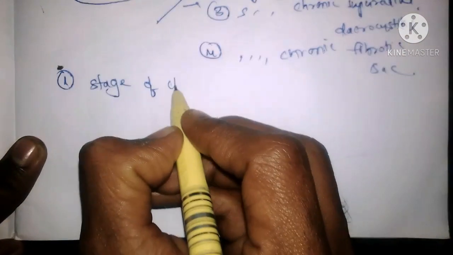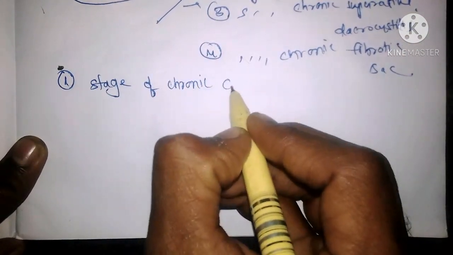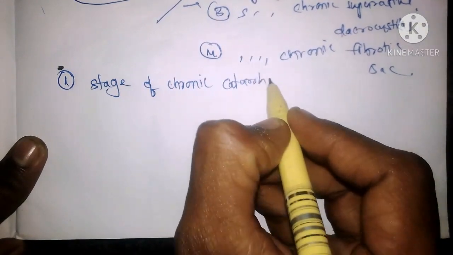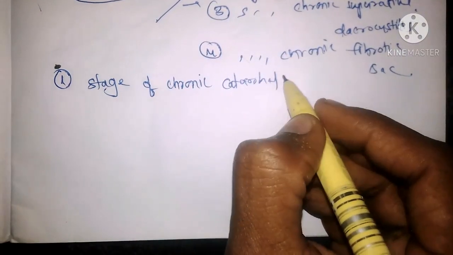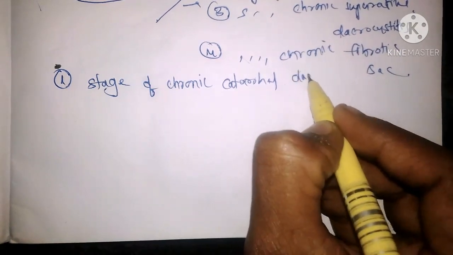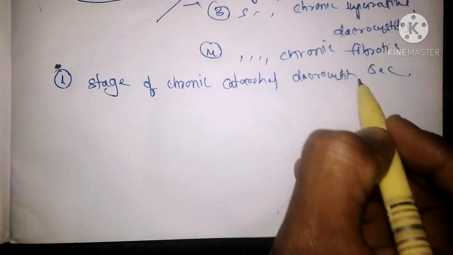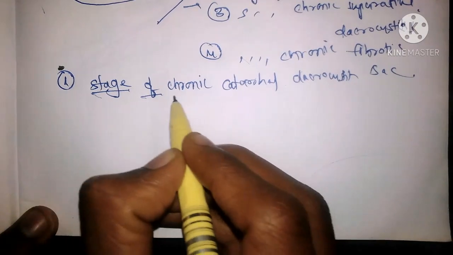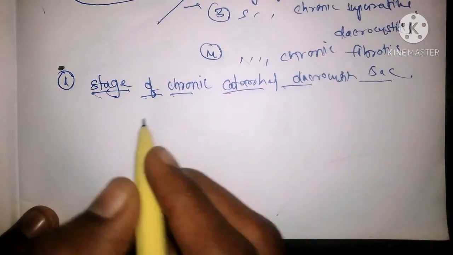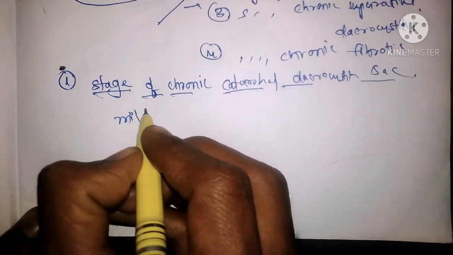Stage of chronic catarrhal dacrocystitis. So here what happens is the inflammation will be mild.